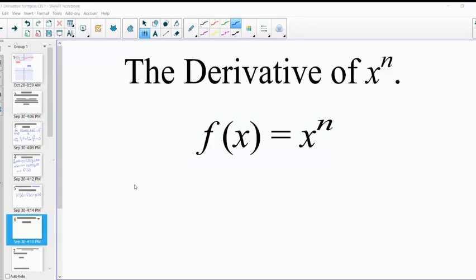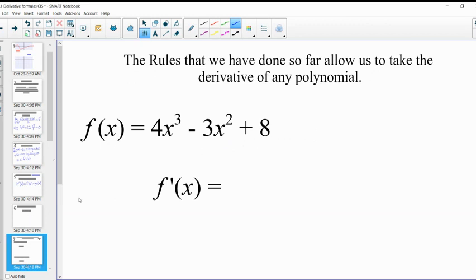Okay, back to this software. We've got our derivatives. At this point, we have the ability to take the derivative of any polynomial that you could possibly ever see. Something times x to some power minus something times x to some power plus something. Here we go. Here's what we're going to do.